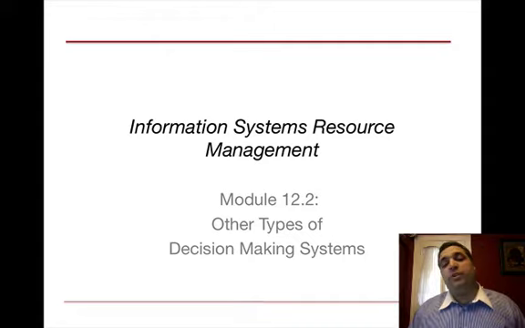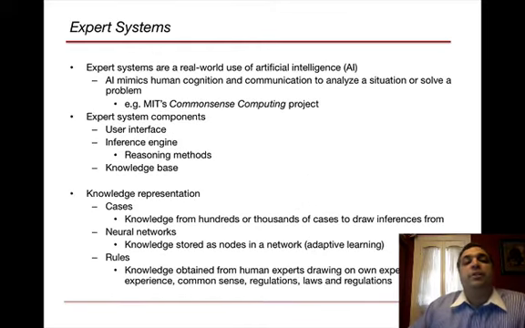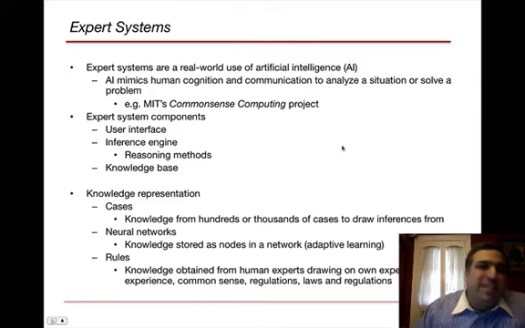Okay, welcome to 12.2, Other Types of Decision-Making Systems. An expert system is a real-world use of artificial intelligence. It mimics human cognition and communication to analyze a situation or solve a problem. This would be like the MIT Common Sense Computing project. You would see expert systems in very large corporations.